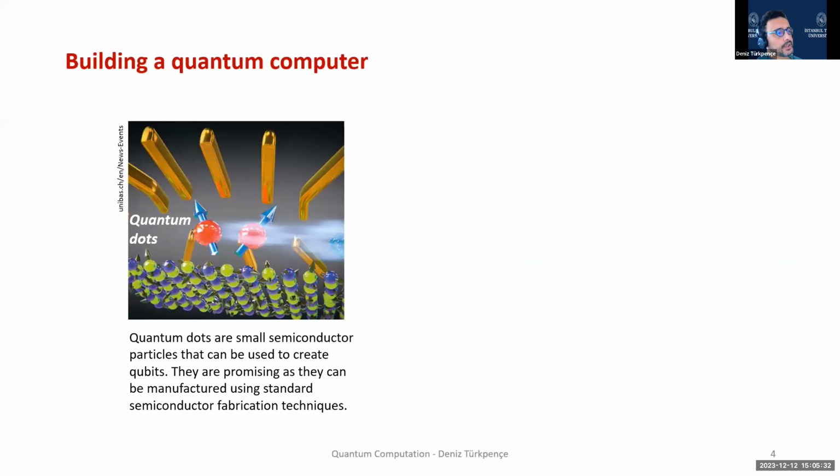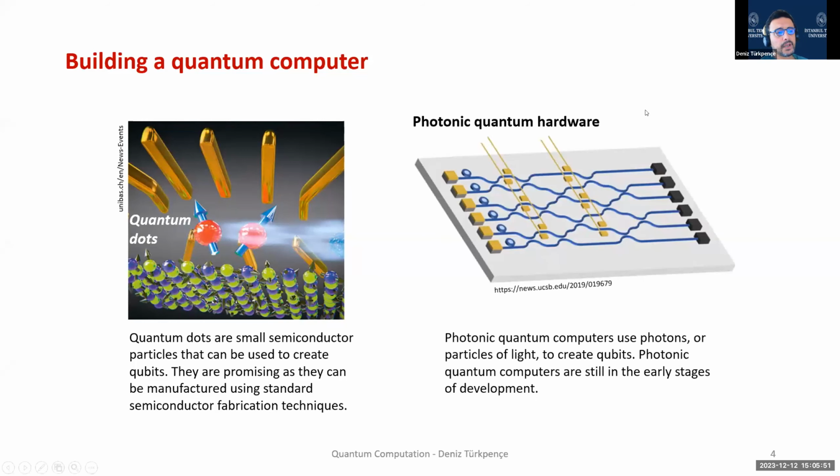Of course, we have other platforms, called quantum dots. They are small semiconductor particles that can be used to create qubits, and they are promising as they can be manufactured using standard semiconductor fabrication techniques. Another platform is photonic hardware. Photonic quantum computers use photons, or particles of light, to create qubits. Photonic quantum computers are still in the early stage of development, but we can confidently say that they operate at room temperature. For their operation, the cost is much lower than the rest of the platforms.